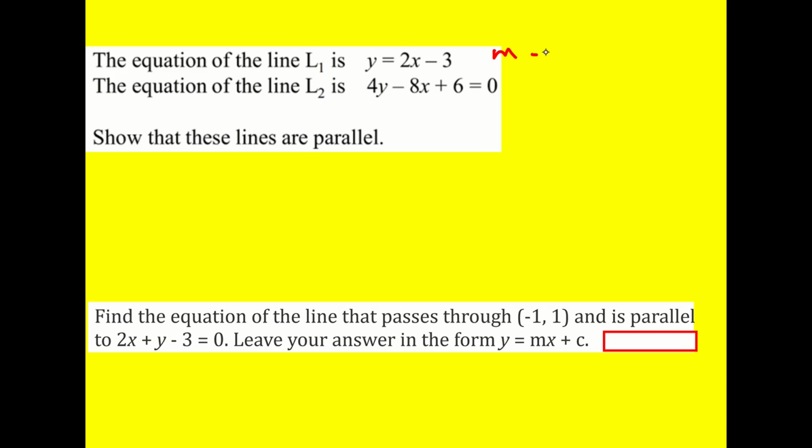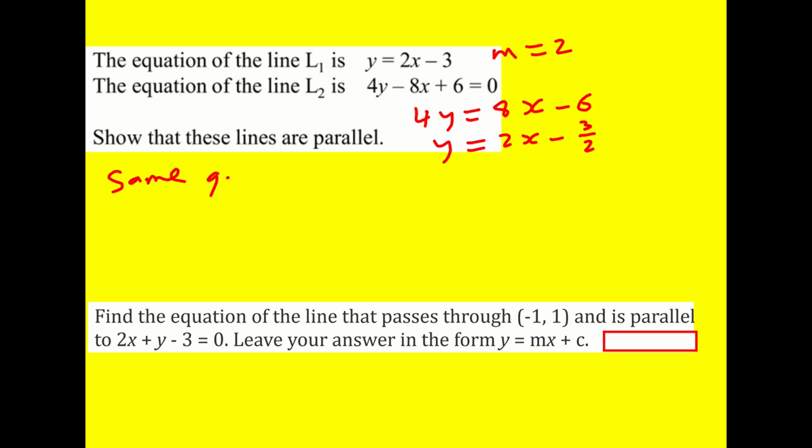So we see for the first one that m is equal to 2, and for the second one I need to write down that 4y is equal to 8x minus 6, and then I can jump straight to y is equal to 2x minus 6 over 4, which is 3 over 2. I've literally divided this by 4, which gives me 2x, and then 6 by 4, which can be simplified to 3 over 2. So, show that they're parallel. You just need to write a conclusion. Same gradient, so they are parallel. When you get show that questions, you must give a conclusion.